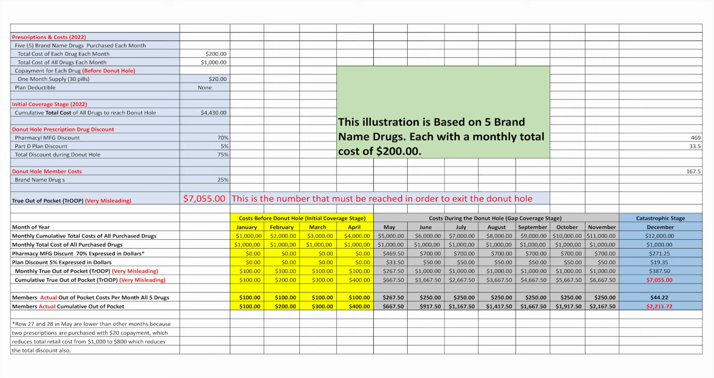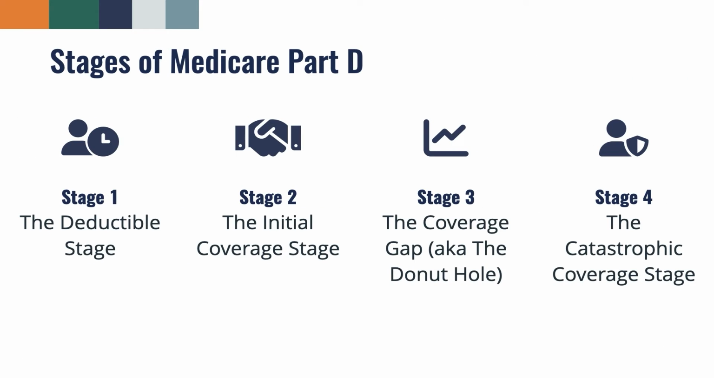The chart I created to explain the donut hole describes an entire calendar year in a hypothetical Medicare Part D plan. Consequently, if you understand how Part D plans work throughout the various stages, I think you'll have a much better chance to understand the chart and therefore the donut hole.